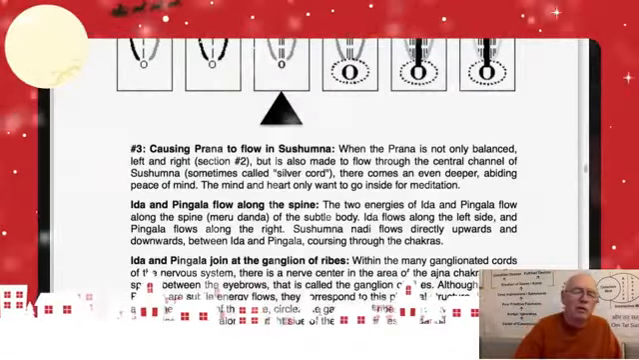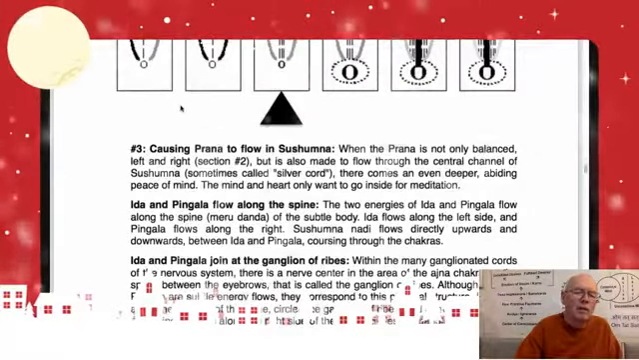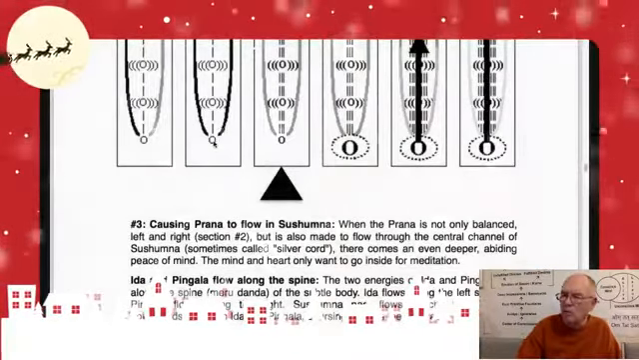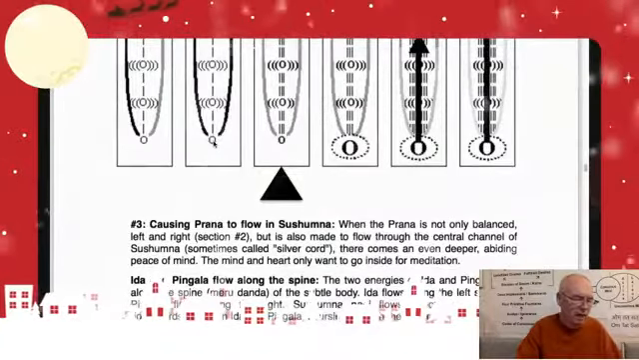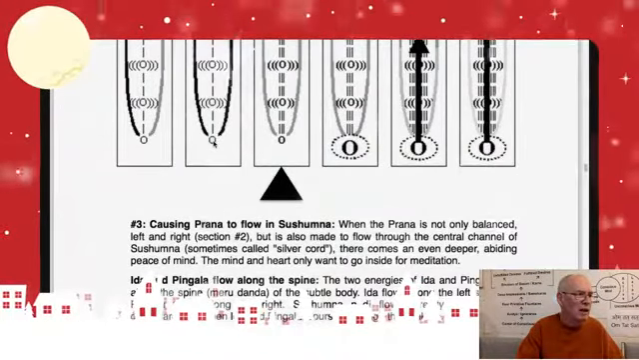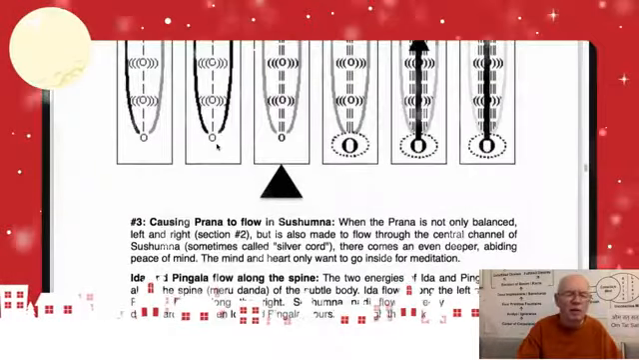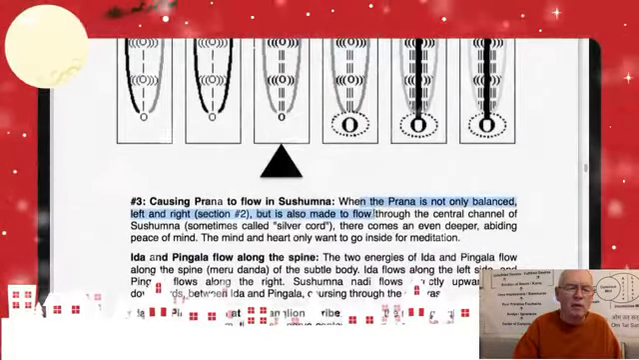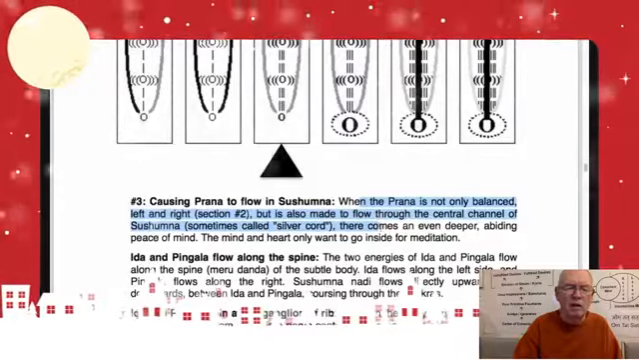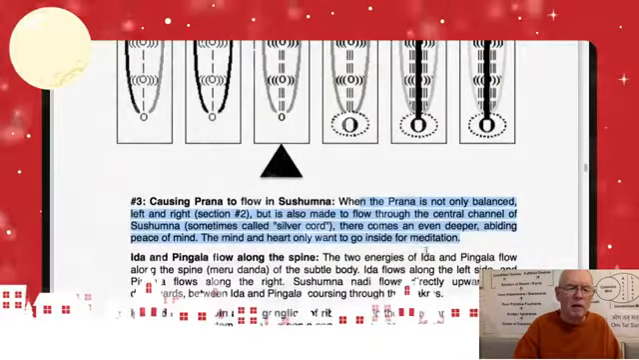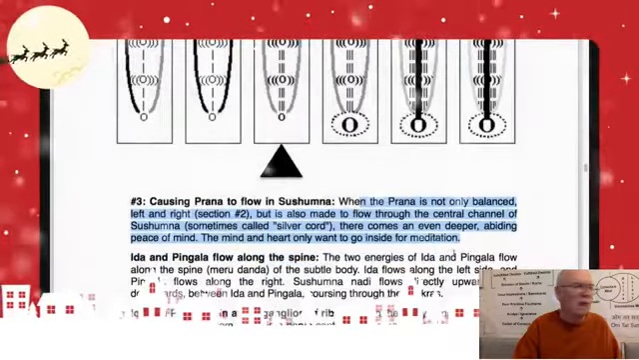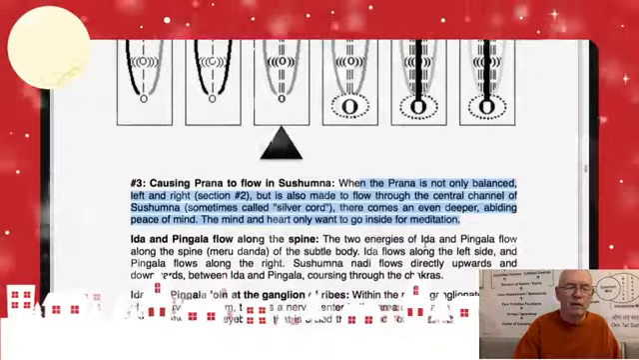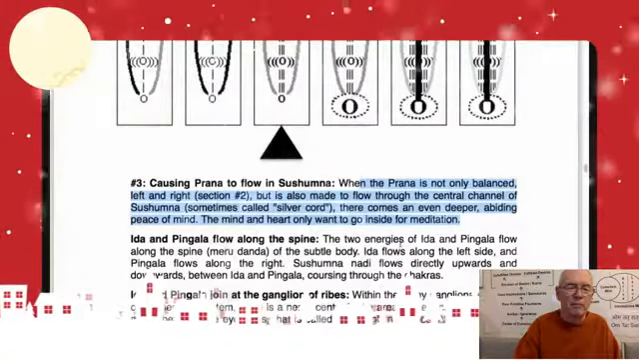The notion of what we were talking about is that usually nostril dominance is left or right, and in that last section we were talking about being able to shift it ourselves from one side to the other. Now we're talking about when it's in Sushumna, when the prana is not only balanced left and right, but is also made to flow through the central channel. There comes an even deeper abiding peace of the mind. The mind and heart only want to go inside for meditation. Right, Adi? We know how to interpret that.